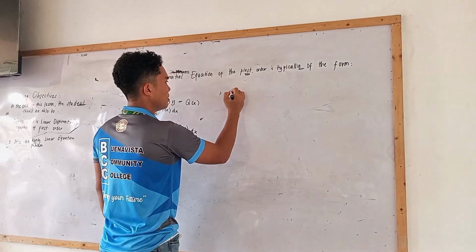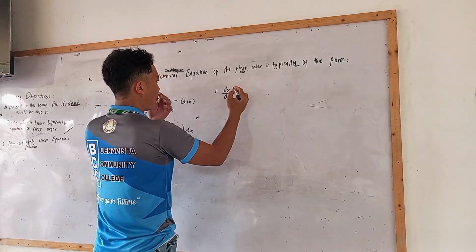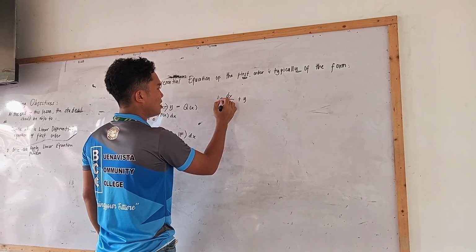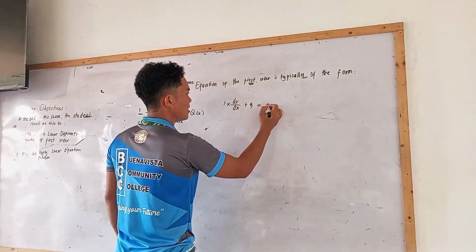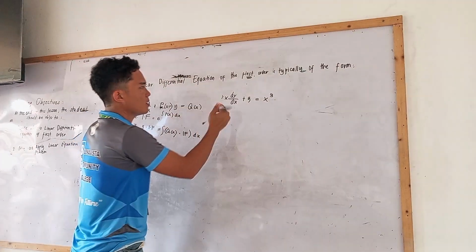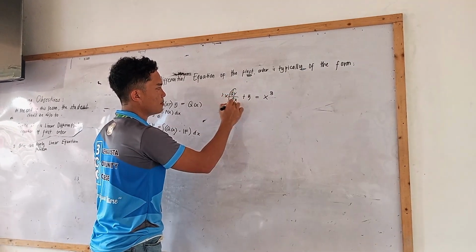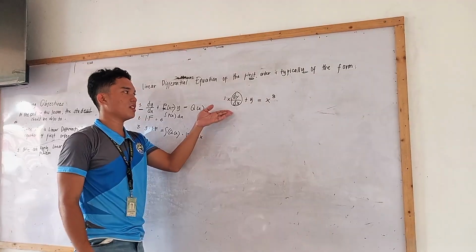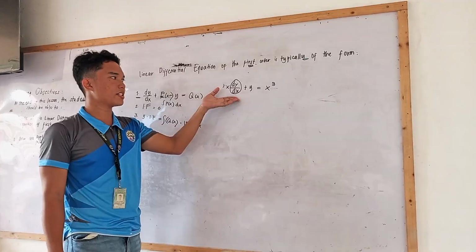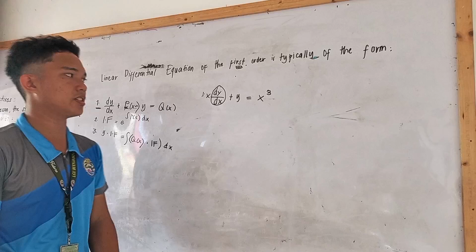So for example, we have dy over dx plus y over x equals x cubed. So before we proceed, we're going to analyze this term. It states that it is the derivative of y with respect to x. Then it tells us how y changes when x changes.